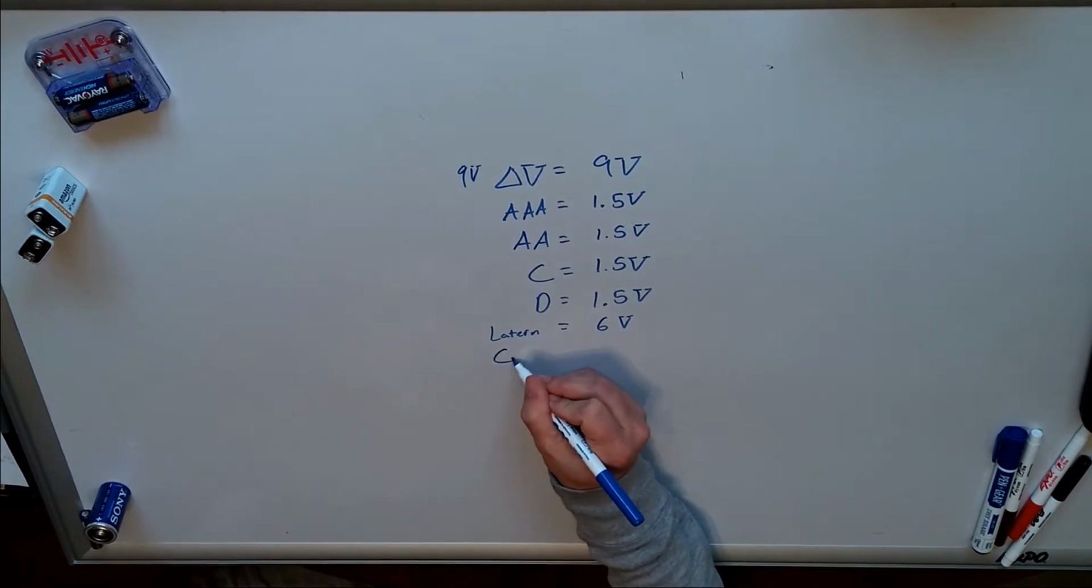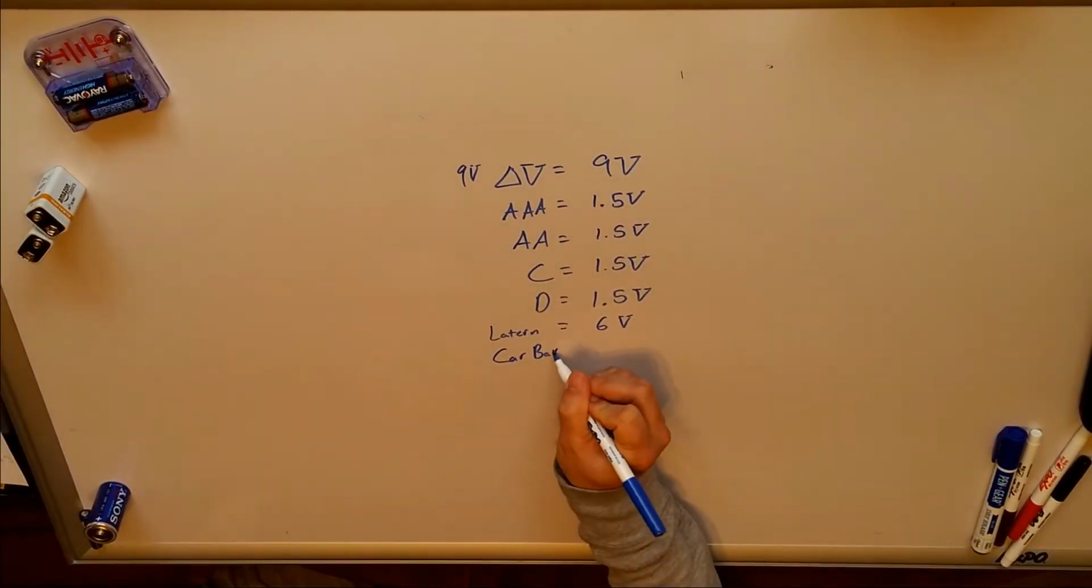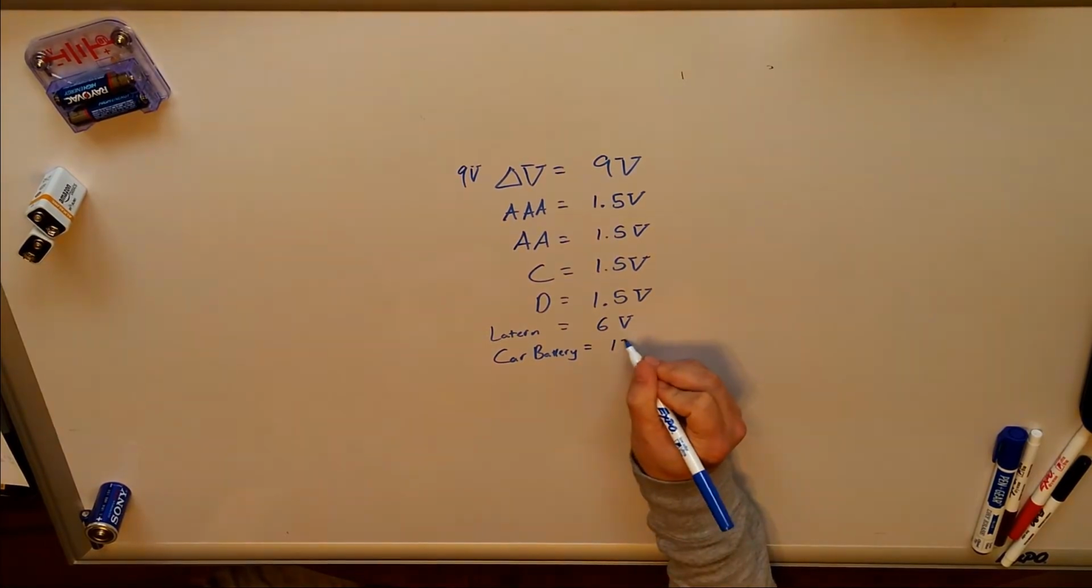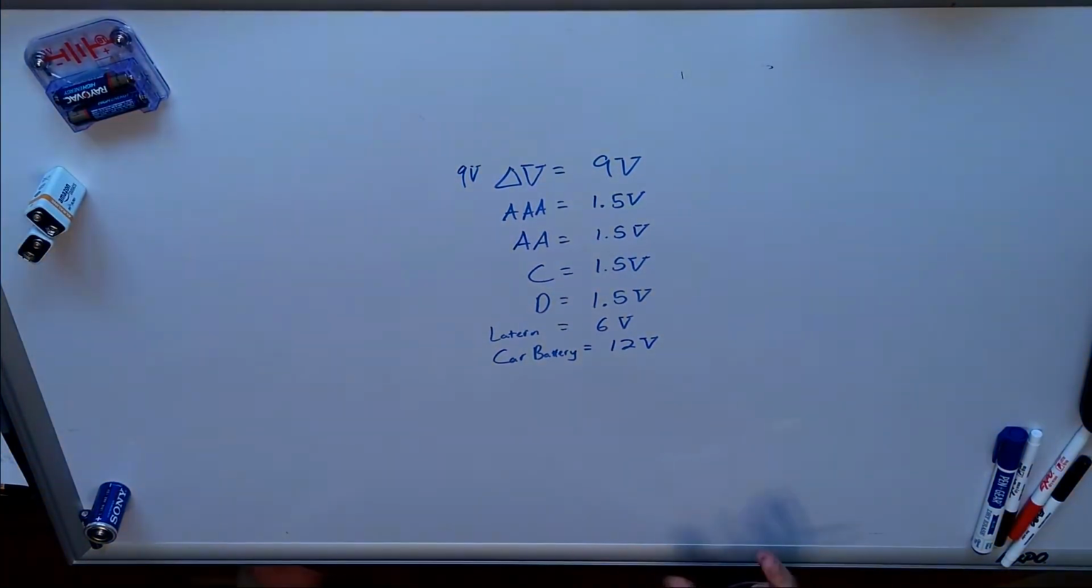We've also got car batteries. Car batteries can actually fluctuate, depending on what type they are, but a lot of times a good estimate is 12 volts. Same thing for motorcycle batteries and things like lawnmower batteries, that sort of thing.